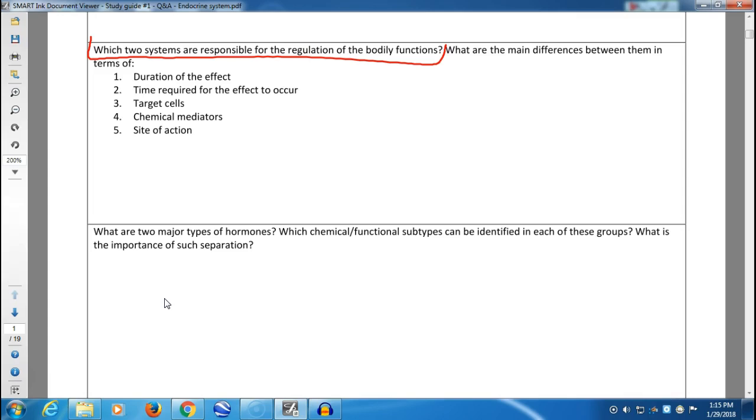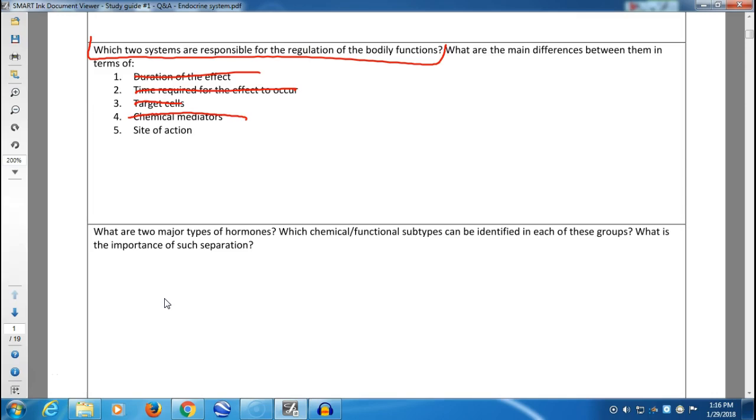Nervous is shorter lived effects, right? But effects are faster. For the nervous system, the target cells will be neurons, muscle cells, and sometimes gland cells. For endocrine, it's practically every cell in the human body, wherever blood reaches. Chemical mediators: neurotransmitters for nervous, hormones for endocrine. Site of action, again, remember, the nervous system is more local. It's either neuron synapse or neuron muscle cell synapse. Usually it works like this. Okay.